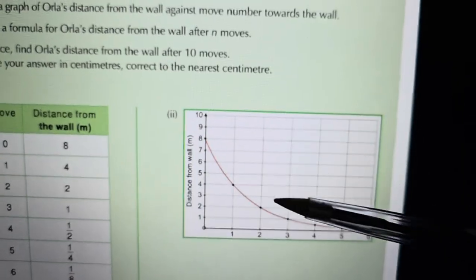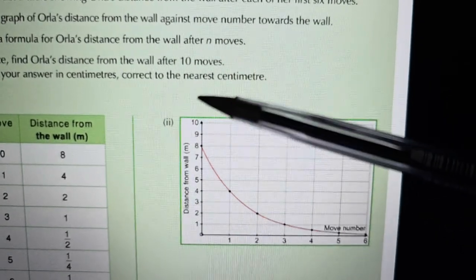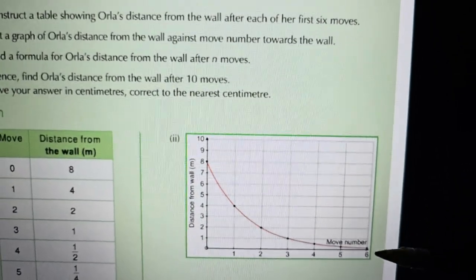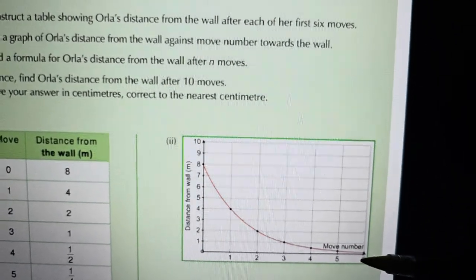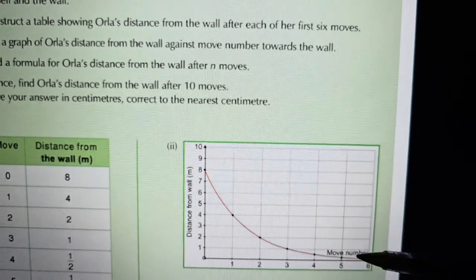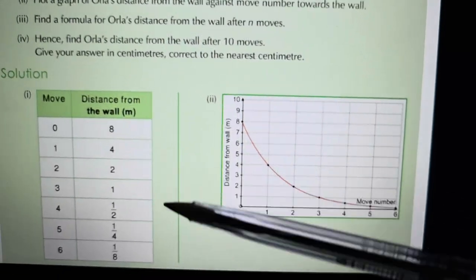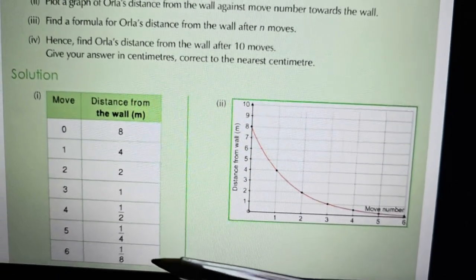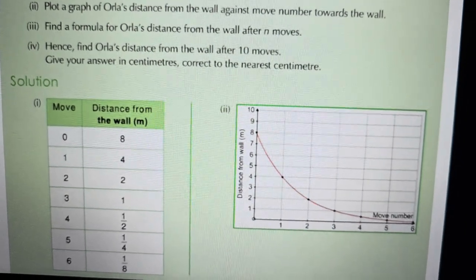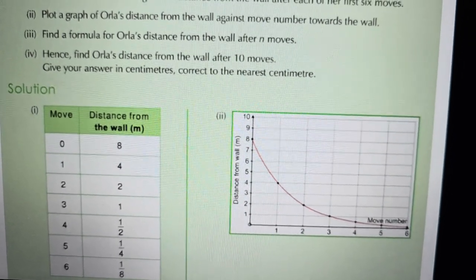Plot those points and connect them, and you now see that you have a decaying exponential function. It's getting smaller and smaller each time. But technically, she'll never actually hit the wall. Her distance from the wall will never actually be 0, because you can't keep multiplying by a half and ever end up with 0 as your answer. Her distance from the wall will get minutely smaller, but it'll never actually equal 0.